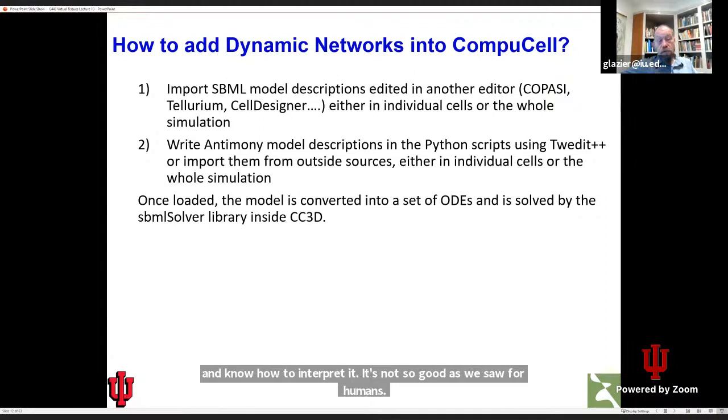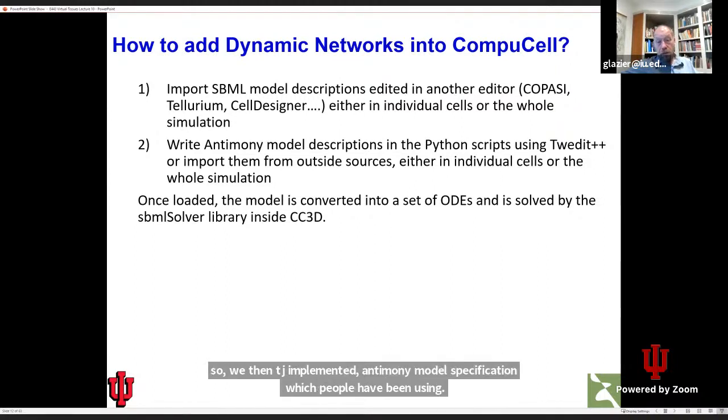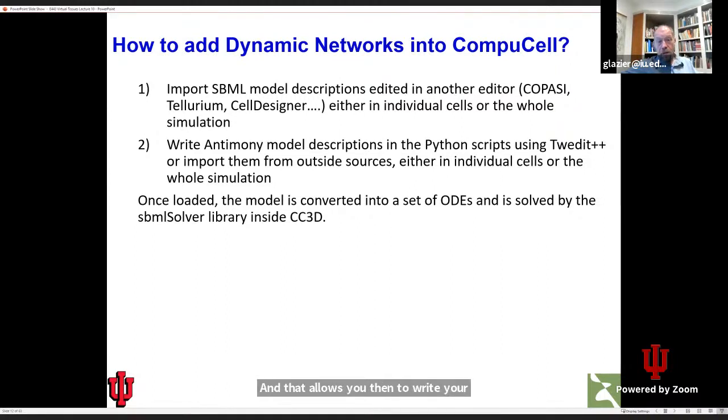The disadvantage of using SBML for model specification is that you have to have an editor for it. And so we then, TJ implemented Antimony model specification, which people have been using. And that allows you to write your model specification in line with everything else in your Python. You can also put it into a file if you like.